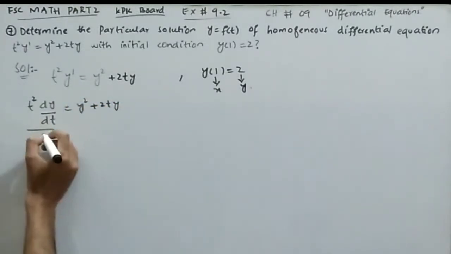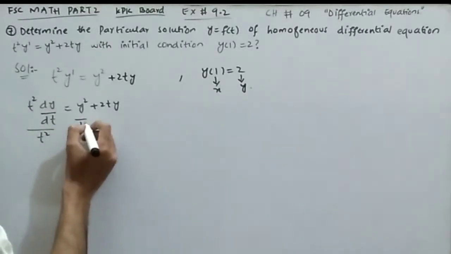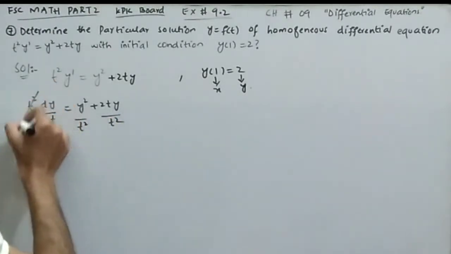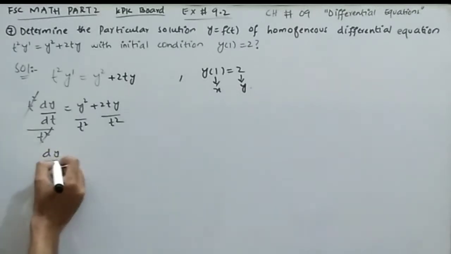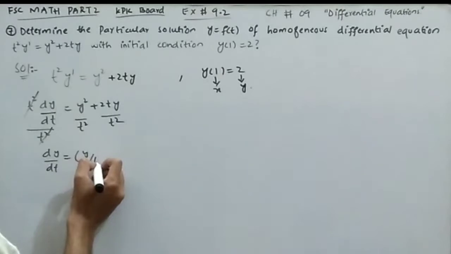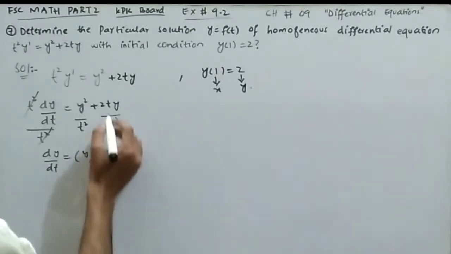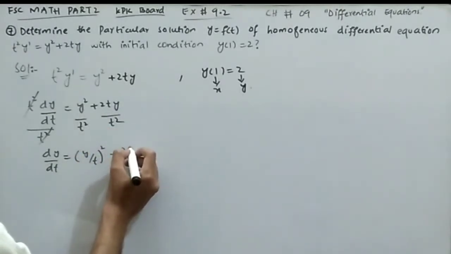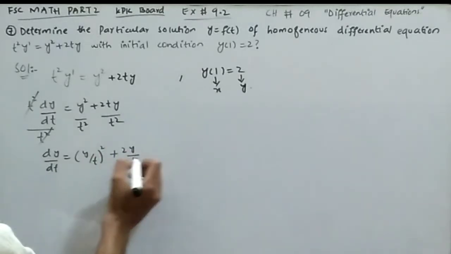Now divide this whole differential equation by t square. So t square cancels with t square, we are left with dy by dt which is equal to, which can be written as, y by t whole square, and plus this t cancels with t square, so we are left with 2y divided by t.